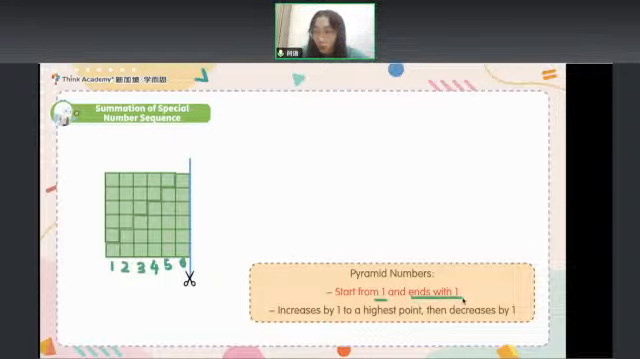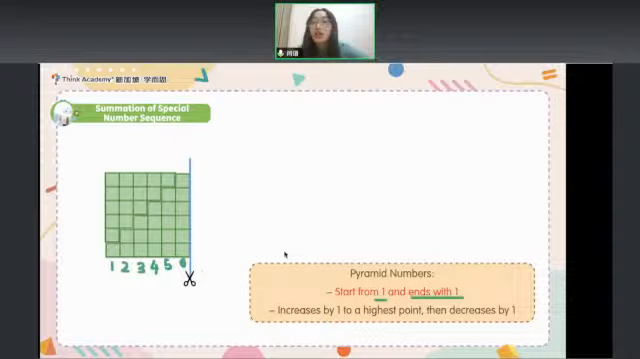So here you see that for the pyramid numbers, again, we need to start from 1 and end with 1. So the start point and the end point, they are both number 1. And then following this, how can we find the pattern? That is, all the items are increasing by 1 to a highest point. Just like the example here, what is the highest point? That is number 6. And then decreasing by 1 back to number 1.